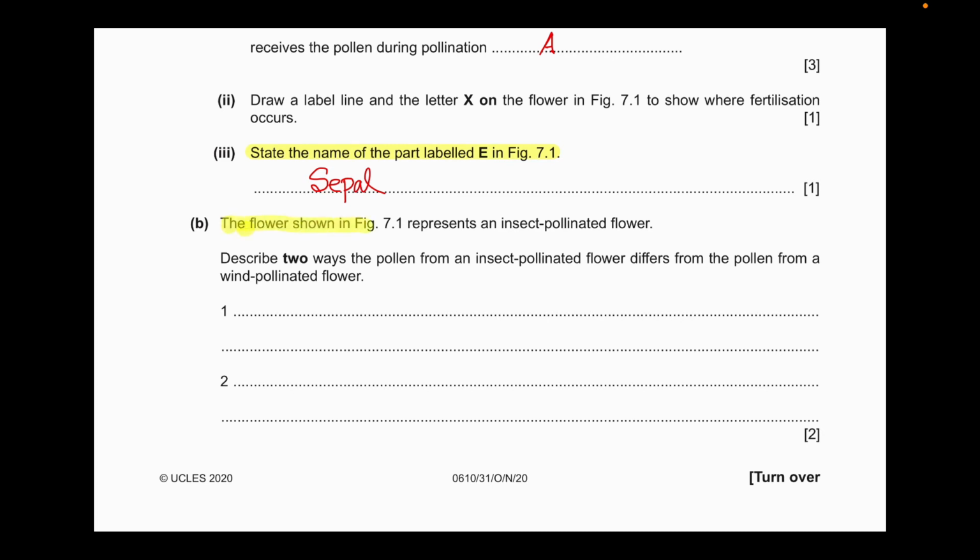The flower shown in 7.1 represents an insect pollinated flower. Describe two ways the pollen from an insect pollinated flower differs from the pollen from a wind pollinated flower. So pollens of an insect pollinated flower are larger, they are spiky, and they are usually stickier and heavier.